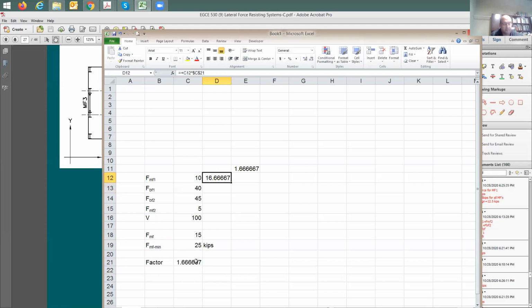Same thing here multiplied by this factor. So my design force now becomes how much? For this moment frame, it's gonna be 16, and this one's gonna be 8 because I have this multiplier. Okay. Let's say a different distribution.